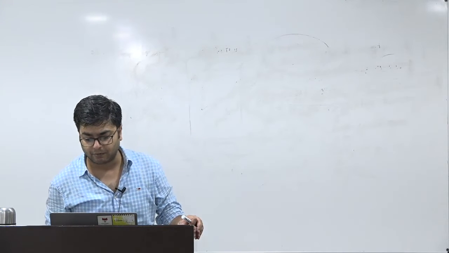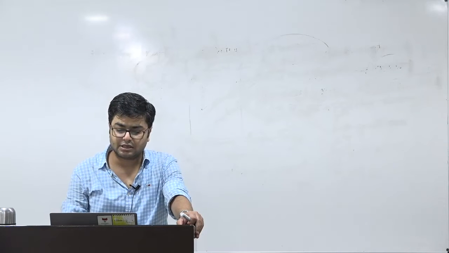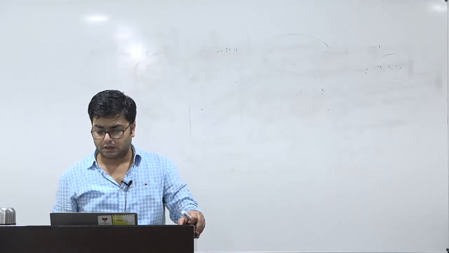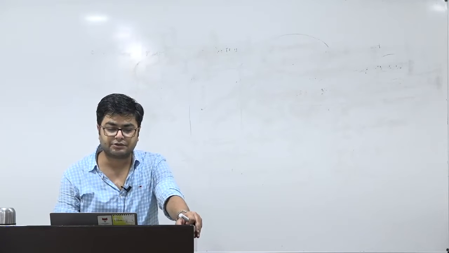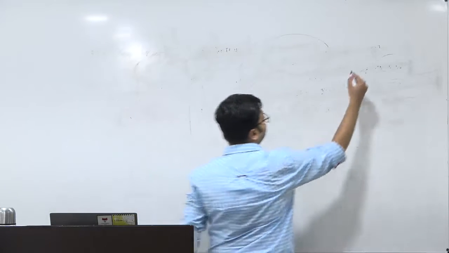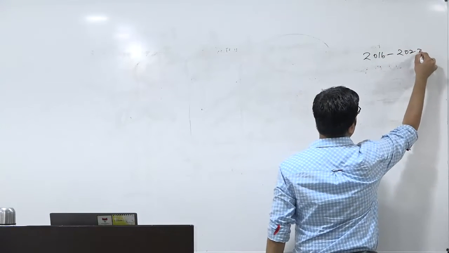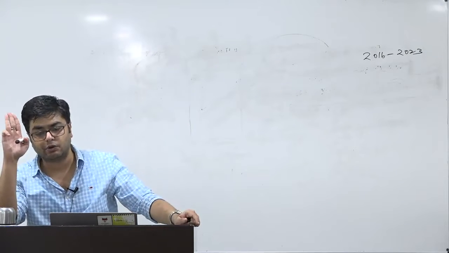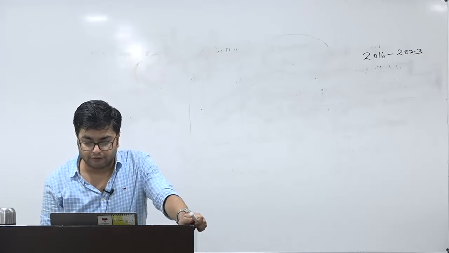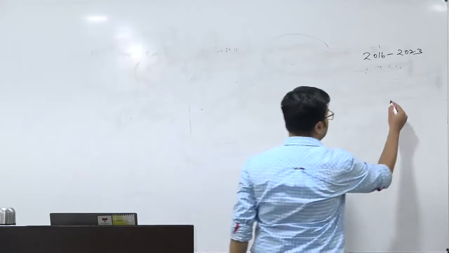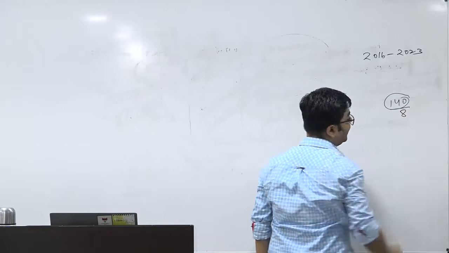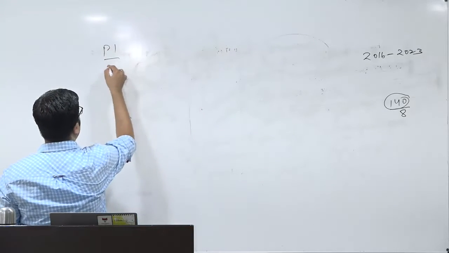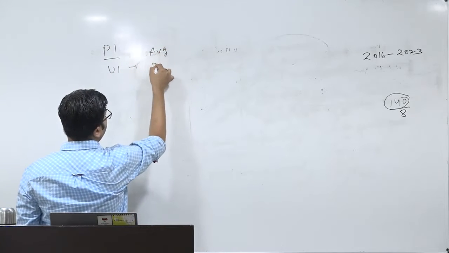So when we look at paper 1, unit 1, that is the unit of introduction. And I am basically scanning the questions from 2016 onwards. So 2016 to 2023: 16, 17, 18, 19, 20, 21, 22, 23. 8 years. If you look at the total, it is about 140 by 8 years. That means 20 marks. Paper 1, unit 1, average.